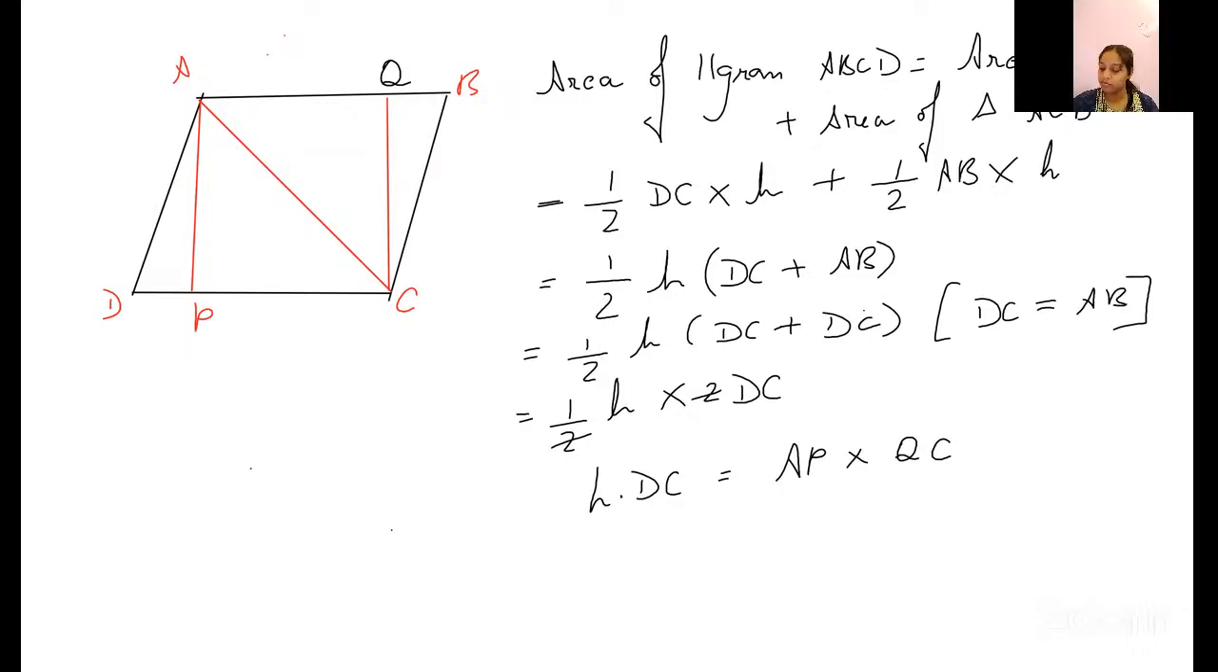Yes, Abraham. Ma'am, will we ever need to write such a long explanation in the exam? Will you have to write such a long explanation in the exam?